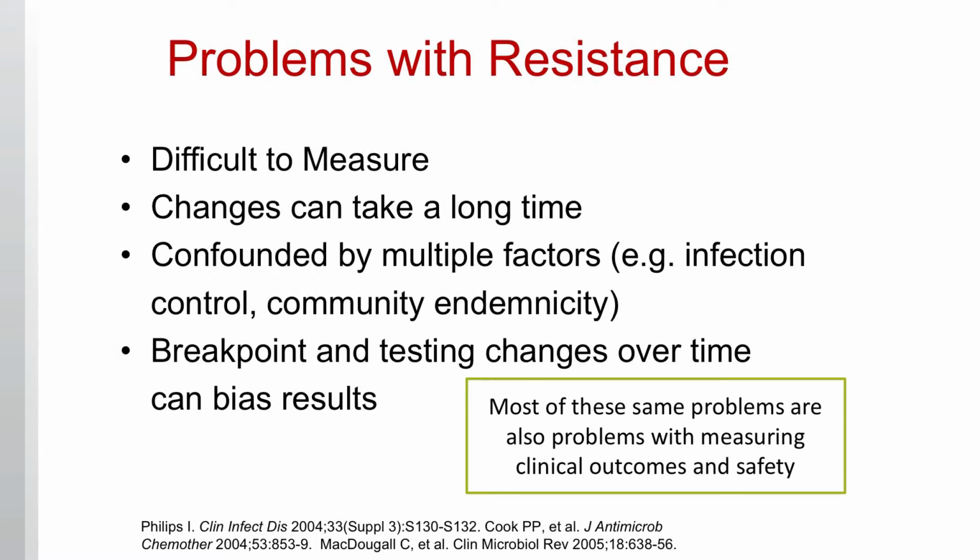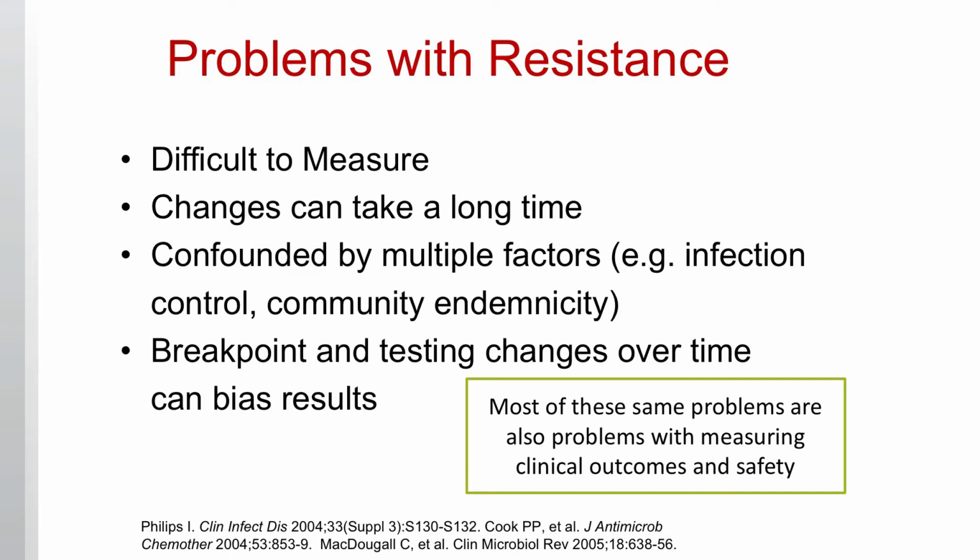Problems with resistance is that other than the annual antibiogram, it's really difficult to measure, and the changes that you make in antibiotic prescribing, the influence you have, it can take a year or two to really see a difference. And sometimes you may never see a difference because there's so many conflicting factors going on. Also, the lab has breakpoints that change the susceptibility rates, and what they will call susceptible changes as more information comes out.